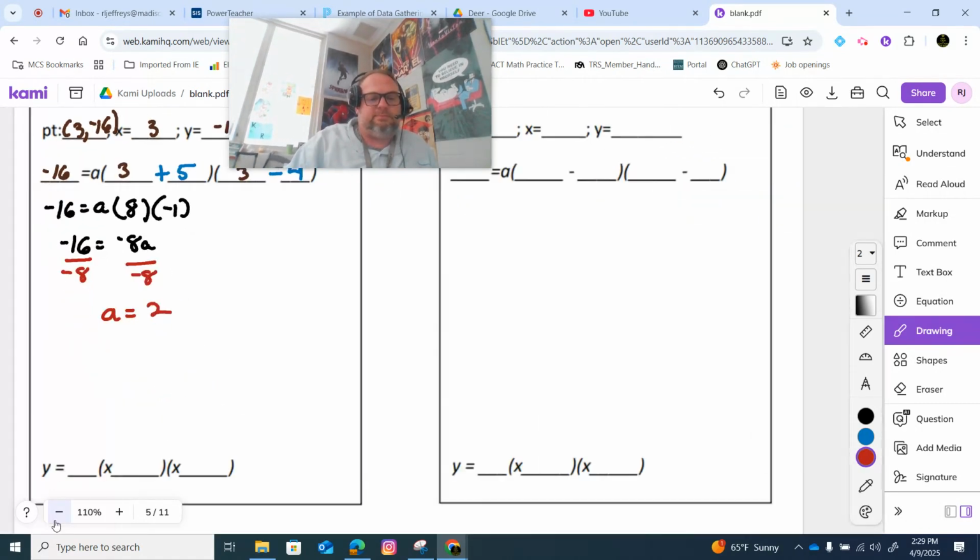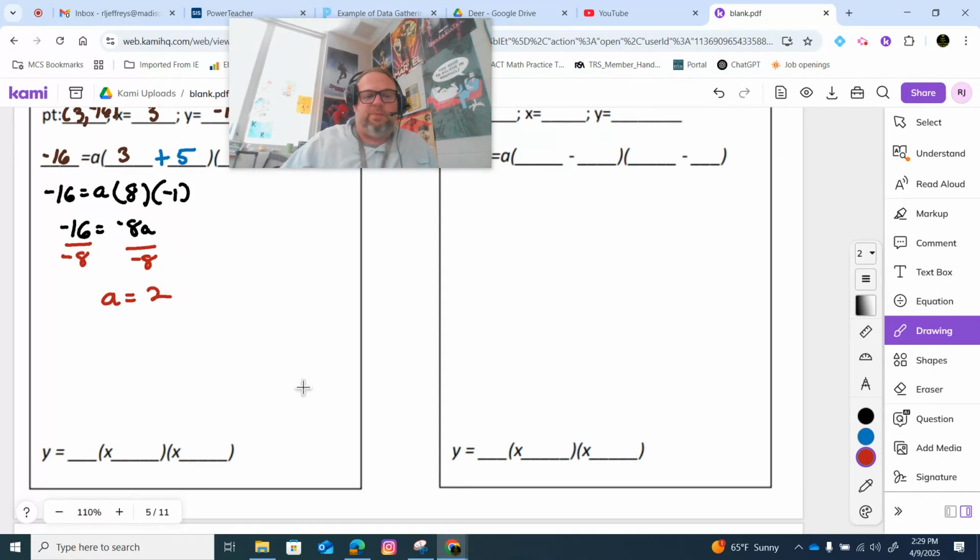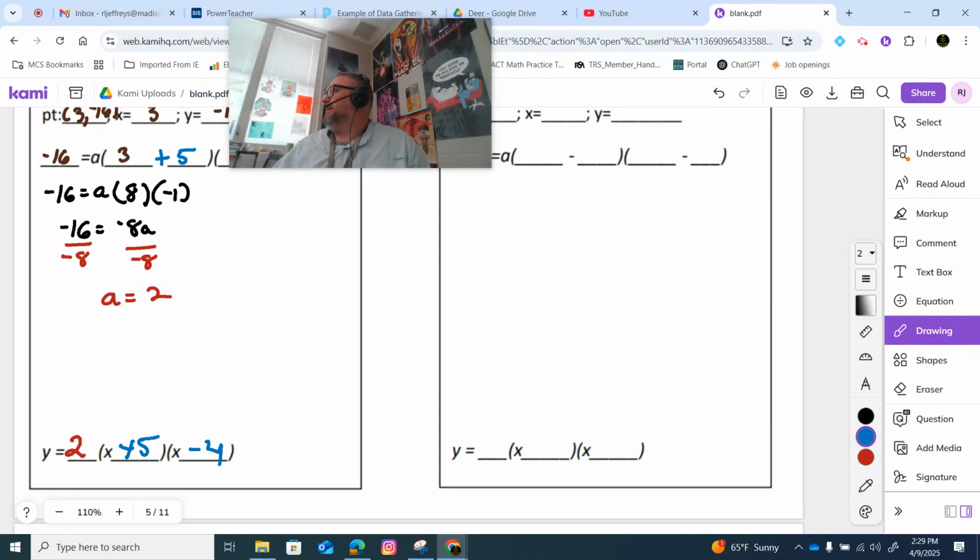So when we plug it in, the 2 goes here, the plus 5 goes here, the minus 4 goes here. It seems really confusing, but it's like some of the simplest math ever.